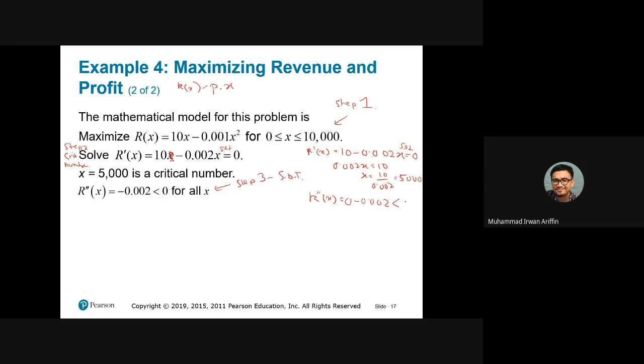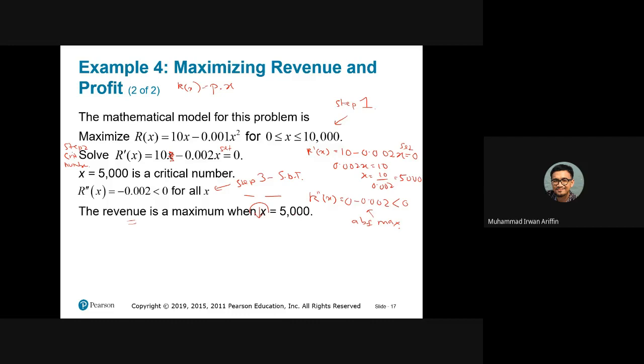So we know that this is less than 0. It is negative for all x. Since this is negative, remember second derivative test, we have concave downward. So based on this, we know that this is an absolute maximum. Okay, absolute maximum. So the revenue would be maximum when the company sells 5,000 markers.